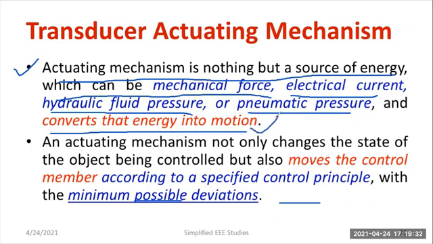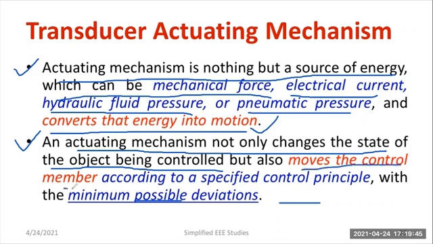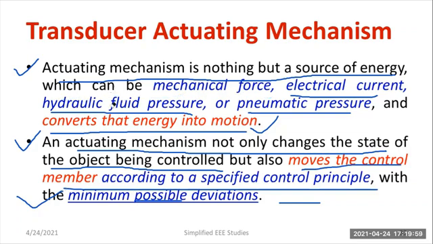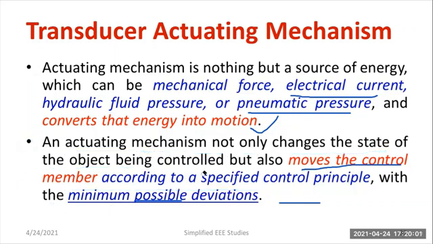Actuator means support for the movement, support for the motion. Moreover, an actuating mechanism not only changes the state of the object being controlled, but also moves the control member according to a specified control principle with the minimum deviation. That is another specialty of the actuating mechanism. So it is related to movement. This actuating mechanism is involved in all types of transducers. I'll be showing the different actuating mechanisms in the upcoming slide.